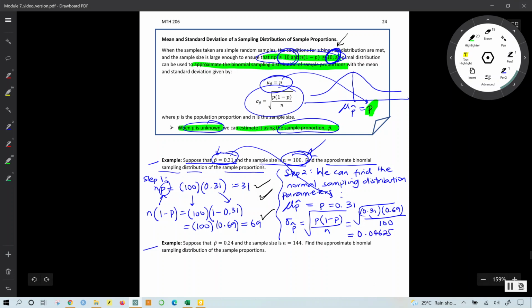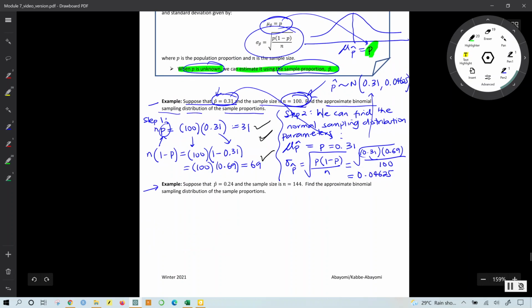and this will be equal to 0.04625. So the sampling distribution of p hat, so p hat has the normal distribution with a mean of 0.31 and a standard deviation of 0.04625. A similar process can be done for the second example. So if you may, you can read through this question, which is exactly along the same lines as this, and try to complete the problem.